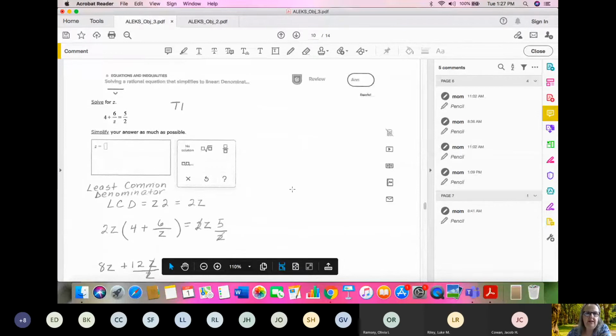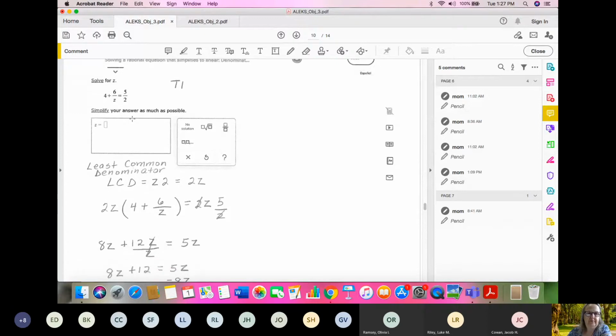So let's take a look at this problem. We want to solve for z. 4 plus 6 divided by z equals 5 halves. We want to solve that. So the first step is factoring your denominators, but we can't factor any of these denominators here. So we're going to go to the next step, which is to find the least common denominator.